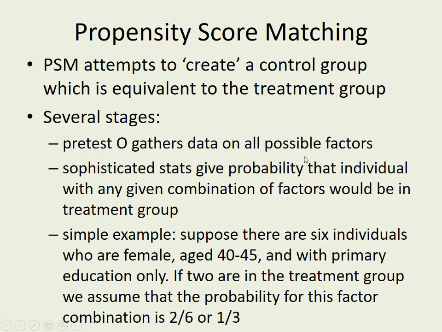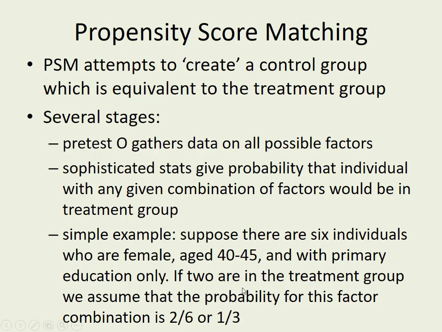All those possible factors you measure, and then you look at the group within that have got the solar ovens or the microcredits, and you say, okay, what's the probability that an individual with any combination of factors would have been chosen to have the solar oven or the microcredit or the training?